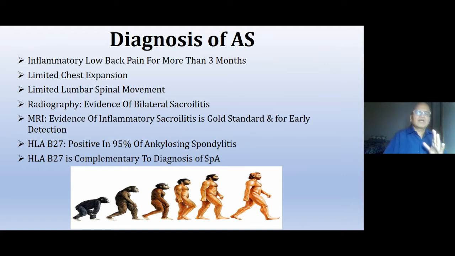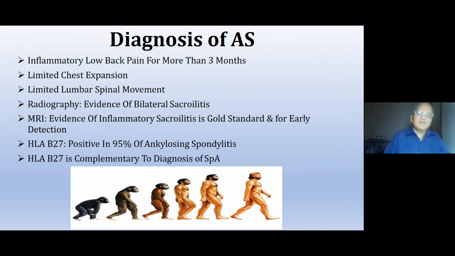How will you diagnose ankylosing spondylitis? It is a disease predominantly seen in males, predominantly in the age group of 20 to 40 years. The classical symptom is inflammatory low back pain. That is pain worse in the night, worse early in the morning, with severe early morning stiffness, becoming better as the day progresses. That's very, very important.